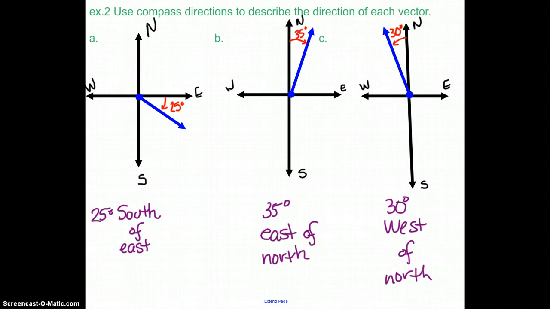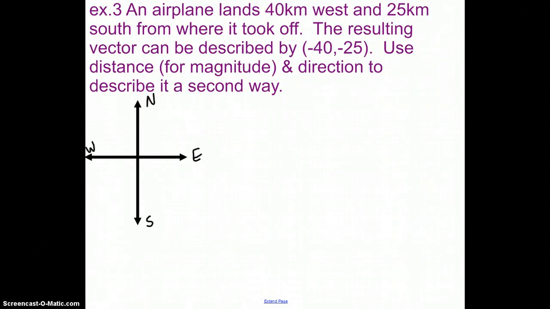Let's see maybe if we can get into one more here. Okay, on this one it says an airplane lands 40 kilometers west and 25 kilometers south from where it took off. So if this is a spot where it took off, I just want you to imagine I go out here, go to the west 40, and then I'm going to go south 25. Even though this isn't a very good triangle, you can kind of see where I'm going with this. Fix that corner so it actually looks like a triangle.